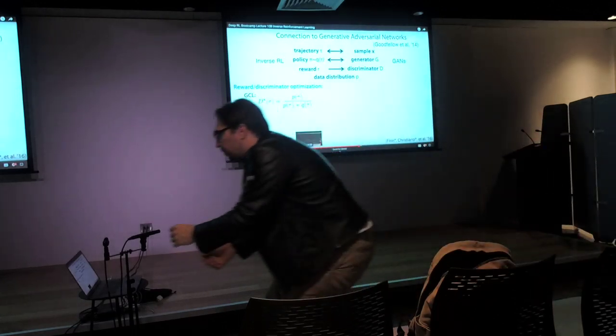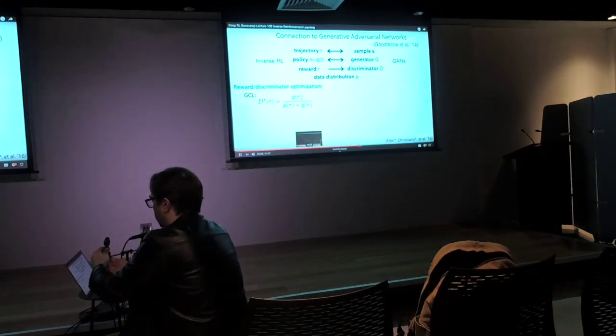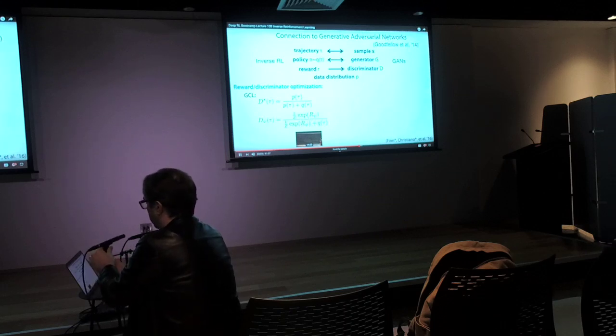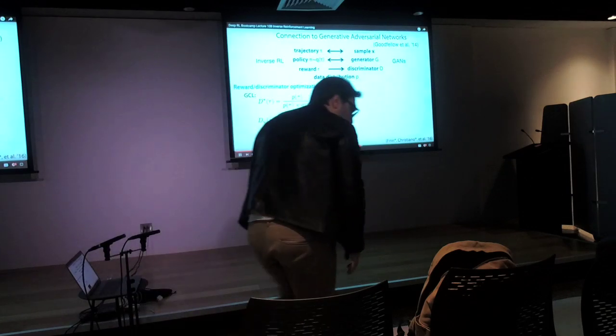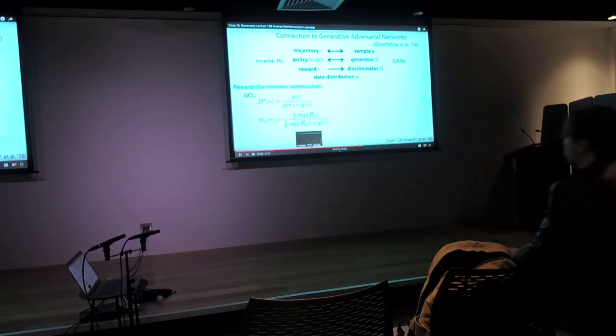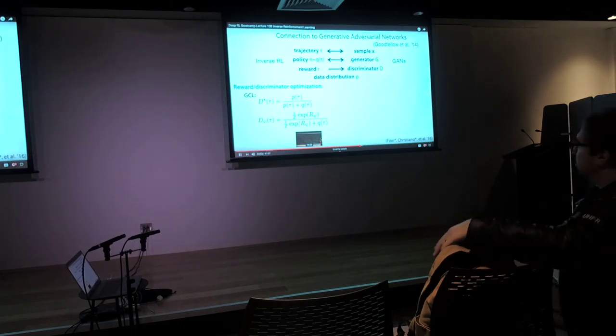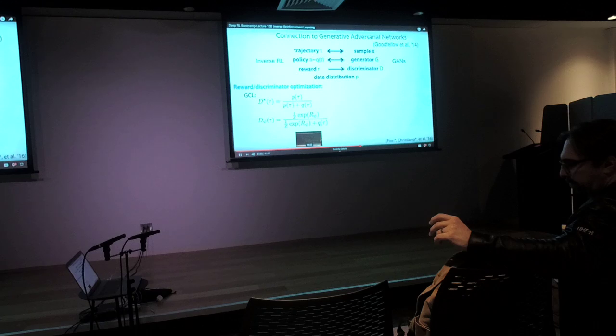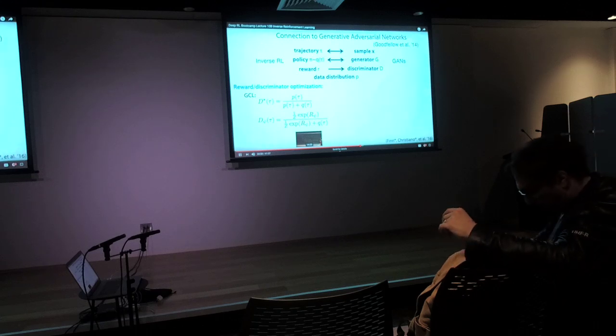Simply the ratio between the data distribution divided by the data distribution plus the policy distribution. In guided cost learning, the discriminator is going to take this form. So you just replace the data distribution by the Boltzmann distribution, the exponential of the reward function. And otherwise, if you take this form of discriminator, the optimization for the reward function in MaxEnt IRL is the same as the optimization for a discriminator in GANs.